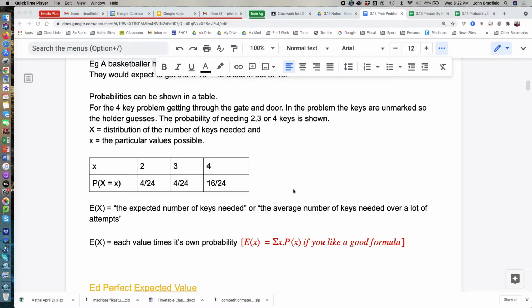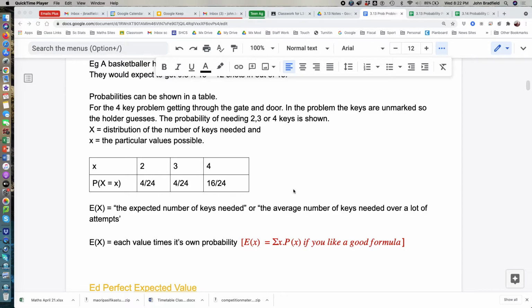Now, in this context, the expected number of keys needed can also be considered the average. So the average number of keys needed over a lot of times through this trial, because sometimes you get it in 2, sometimes you get it in 3, sometimes you get it in 4. But if we average them, and we've done it a heap of times, we would get an expected value.